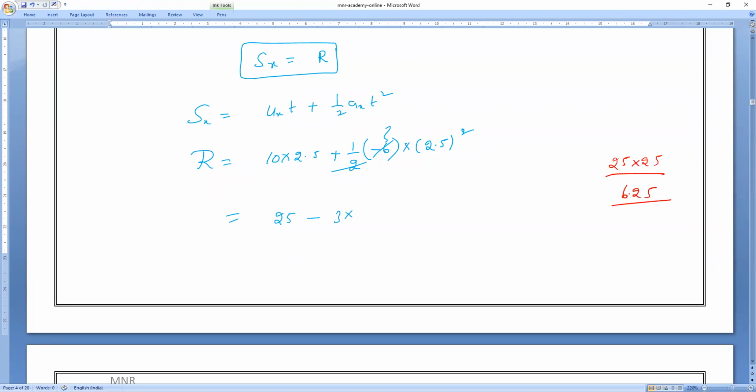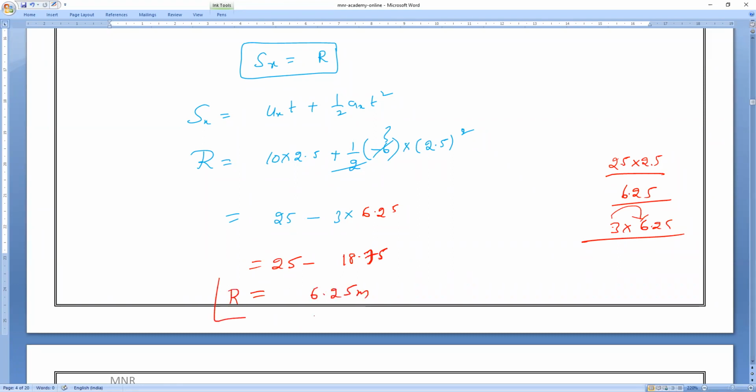So put the decimal two digits before. What is the answer? 6.25. So 25 minus 3 into 6.25. 3 sixes are 18, 3 twenty-fives are 75, so 18.75. Next, the subtraction: 25 minus 18.75 is 6.25 meters.